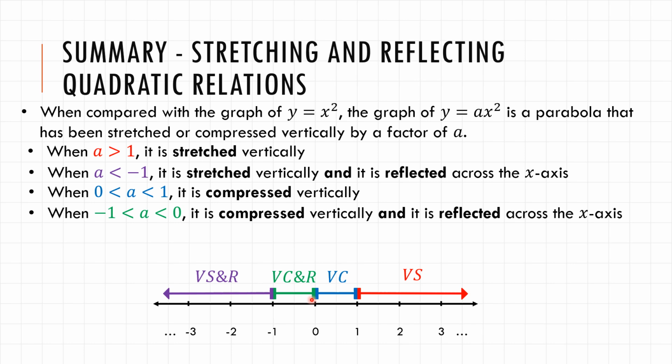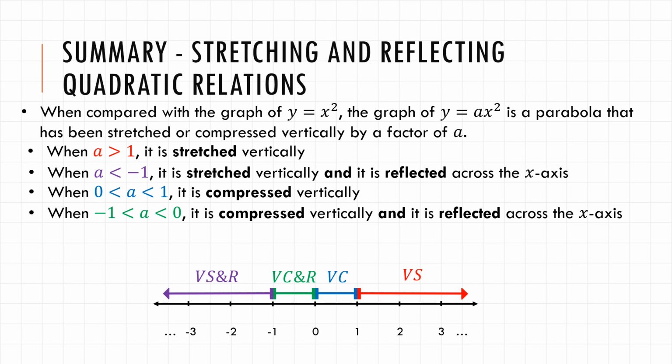And when a was between 0 and -1, there was still a compression, but because this is negative, there was also a reflection across the x-axis. So these are the 4 different ways that the variable a can affect the shape of a quadratic.